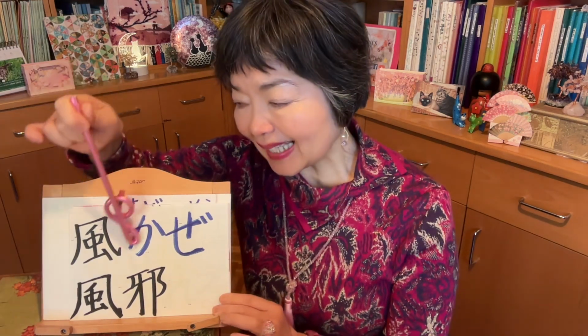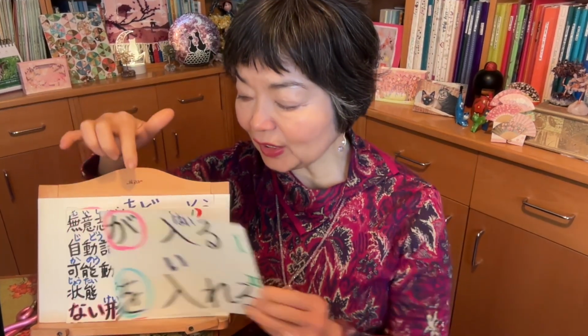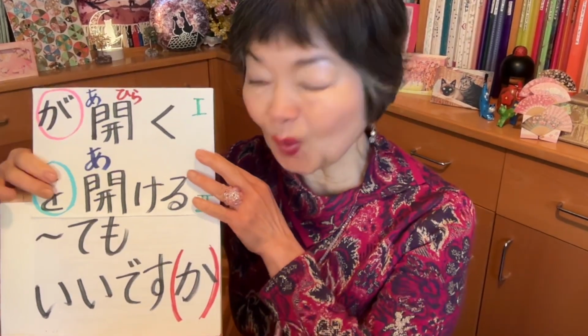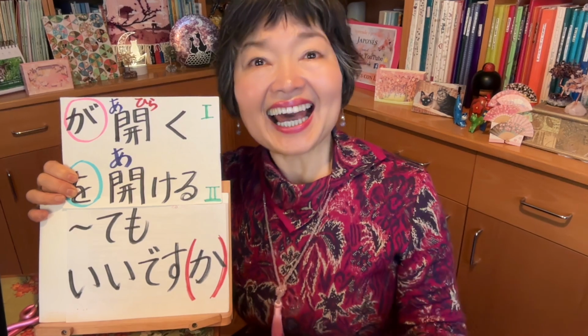window so that the wind can come in? Wind, the first kanji, 風. But the second kanji, also we pronounce the same, 風. This is cold, to catch a cold. 風が入るように窓を開けます。開けてもいいですか？風が入るように窓を開けてもいいですか？風が入るように窓を開けてもいい？I cleaned the garden so that the children could play.